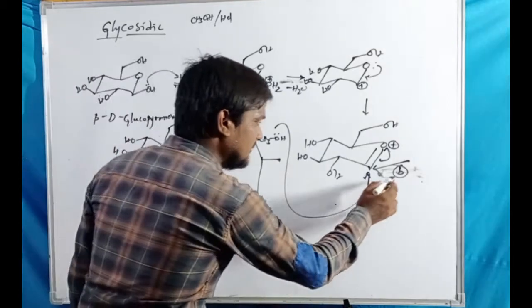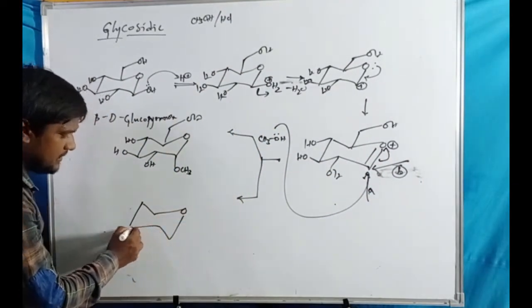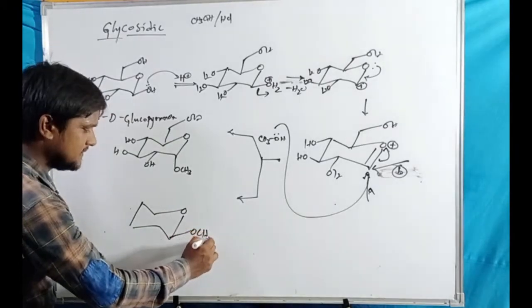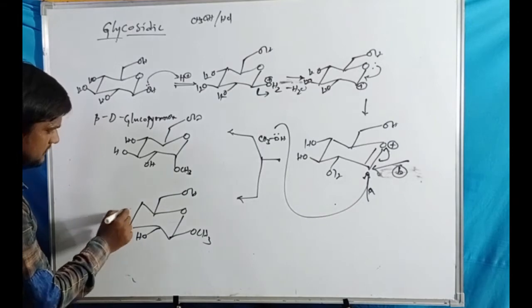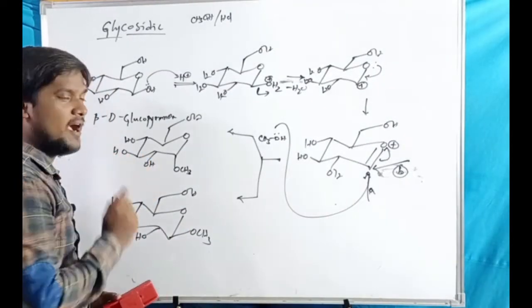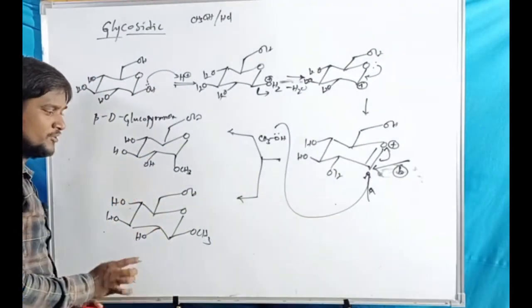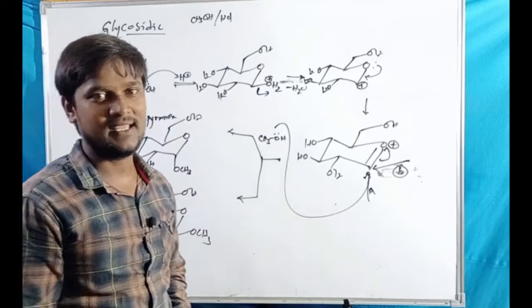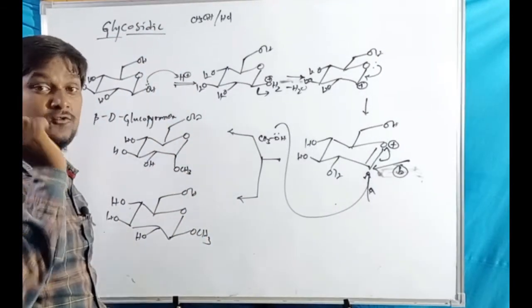Now if it attacks through the equatorial position, it forms these types of OCH3. Here it forms alpha OCH3 and beta OCH3. This is the alpha glycosidic linkage, and this is the beta glycosidic linkage. Among these two, one is a major product, which is isolated at about 49%.